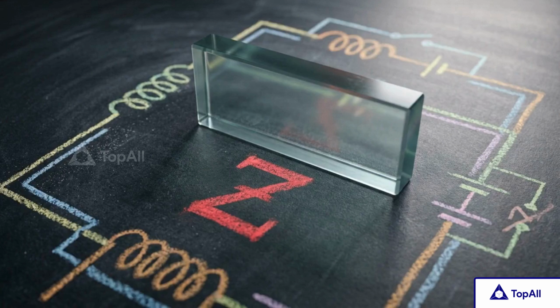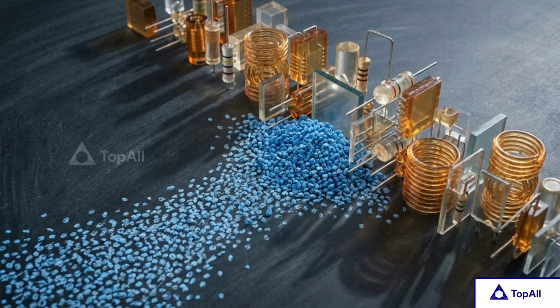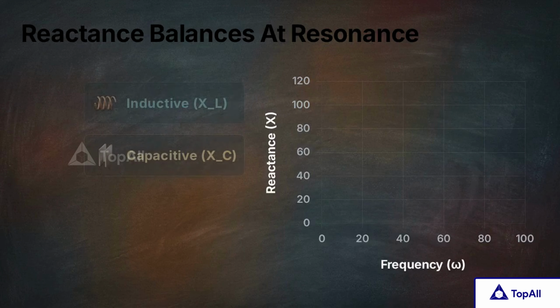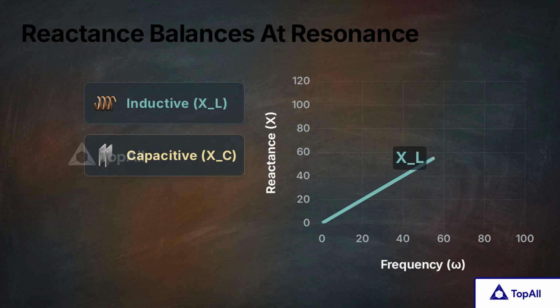The primary roadblock in any AC circuit is called impedance. Impedance is the total combined opposition to the alternating current flowing through the loop. The inductor and the capacitor fight that current in opposite ways. This opposition is called reactance, and we can map it against the frequency of the circuit.